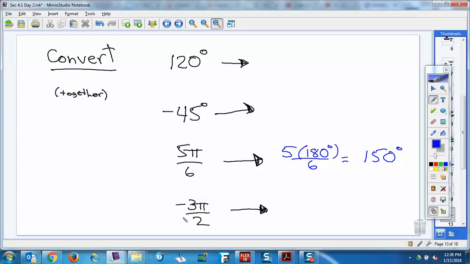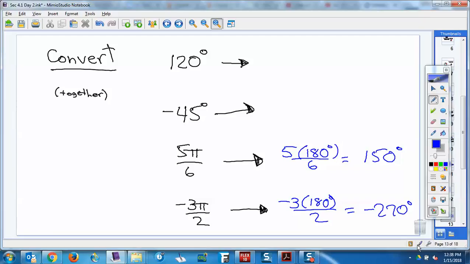What about negative 3 pi halves? Substitute 180. What do you get? Negative 270. And again, do them in your head. Really, the easiest thing, if you're doing it in your head, instead of multiplying first, divide first, which is perfectly acceptable. You can just do 180 divided by 6, which is 30, then times the 5. Here you can do 180 divided by 2 is 90, then times the negative 3. So you can divide by the bottom number first before you multiply.